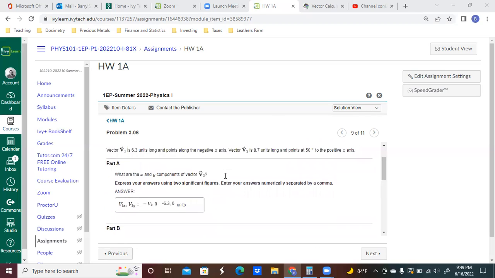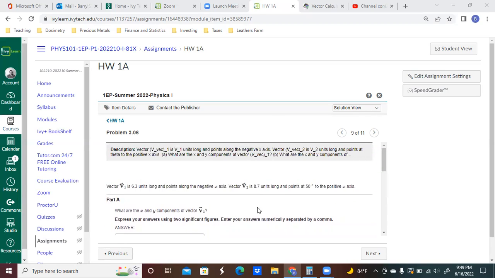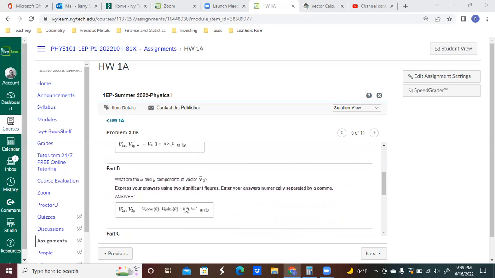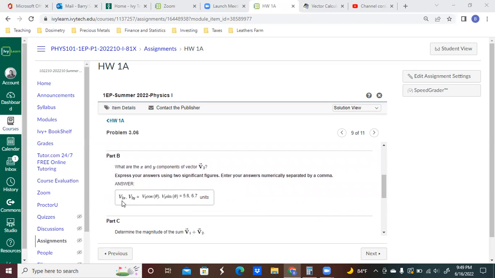Well, the second vector here, as is mentioned, is 8.7 units long and points at 50 degrees to the positive x-axis. So to find the x component, you take the full length of that vector and multiply it by the cosine of the angle, 50 degrees in this case. For the y value, you take that same magnitude and multiply it by the sine, and that will produce the 6.7 units.